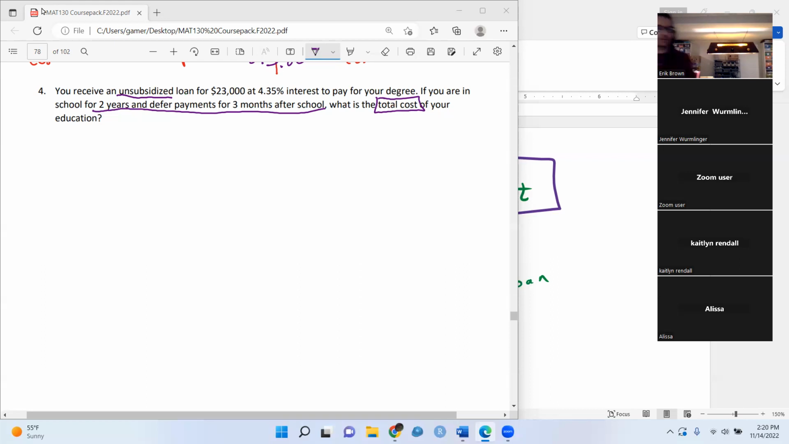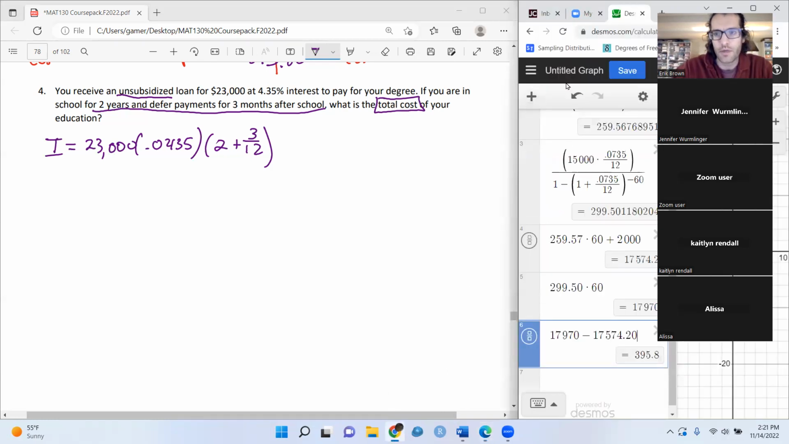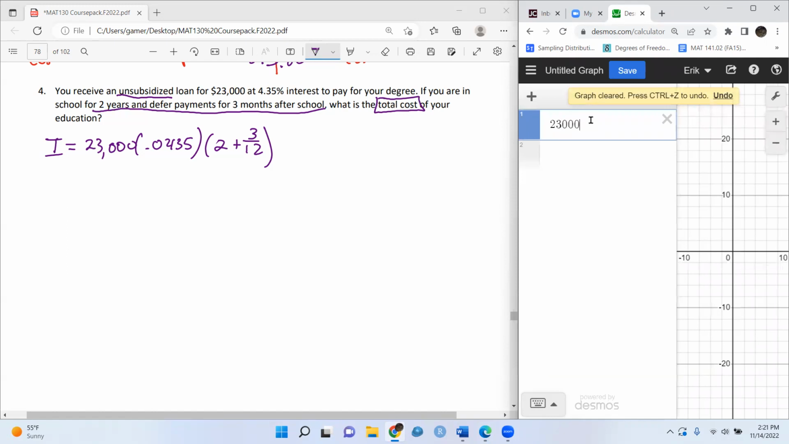Anyone get the amount of simple interest that accrues on this loan? I'm just going to do it. So simple interest is, ooh, that looks about right. This is 23,000 times 0.0435, and then times 2 years plus 3 months, which if I divide that by 12, we get the same amount of years. Does that make sense to you all? Question is how many months in a year? There's 12. So 3 months is what portion, what percent of a year, if you want to think of it that way. It's a quarter of a year, 0.25.